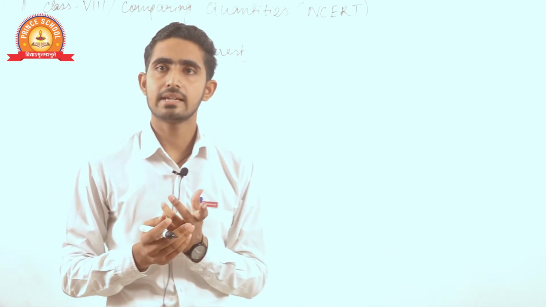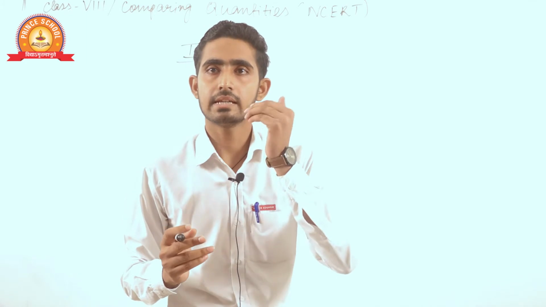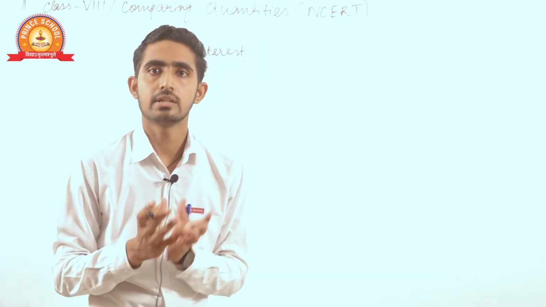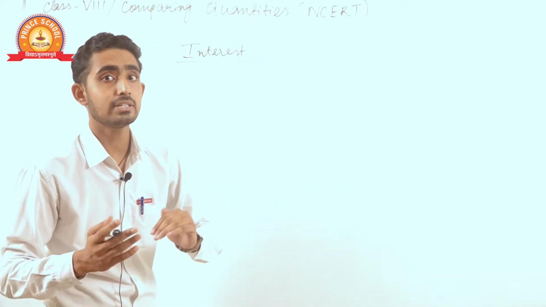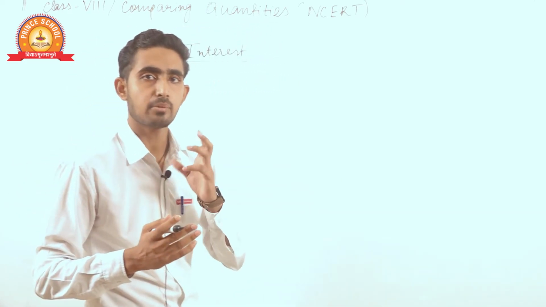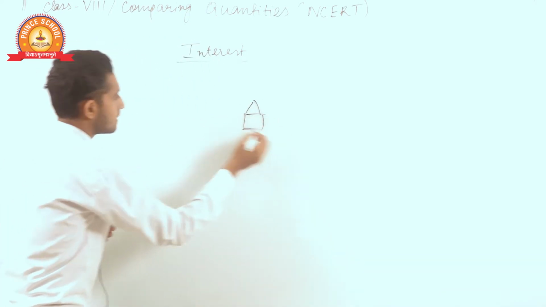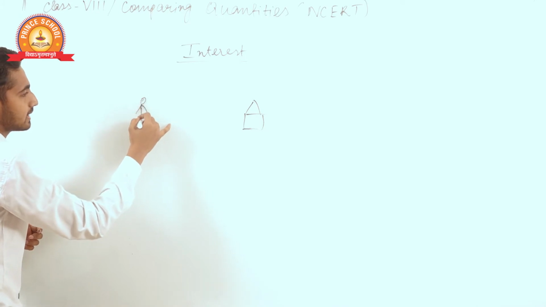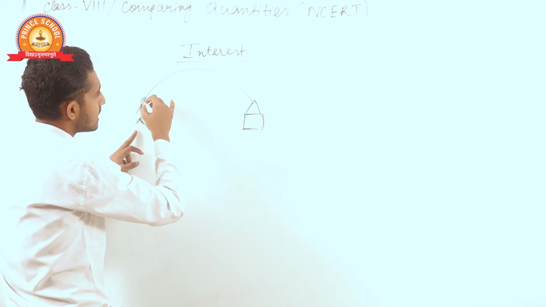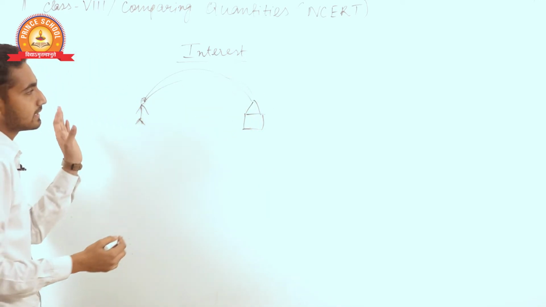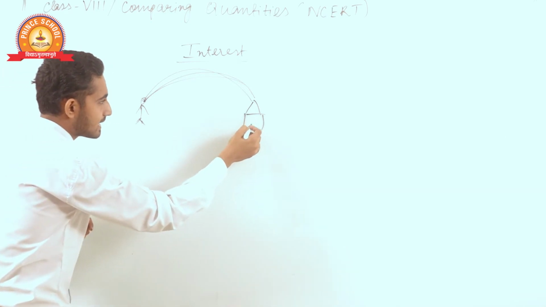Interest means you can say extra amount. Who pays? The extra amount is paid by an institution. But which type of institution? Institutions like a post office or bank. When you deposit any type of money, like this is your bank and you are standing here, and if you deposit any money or any extra amount of principal, then this bank has to give you extra money.